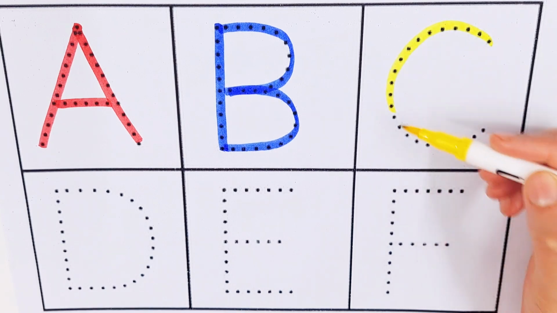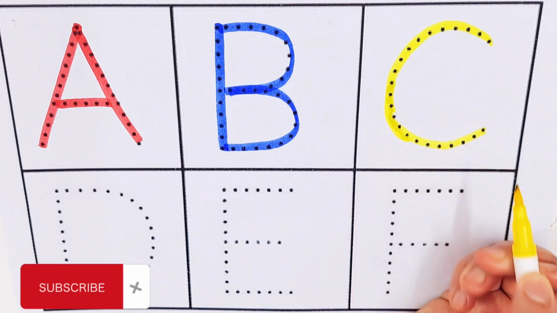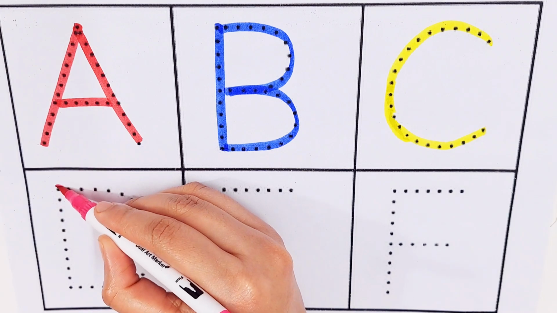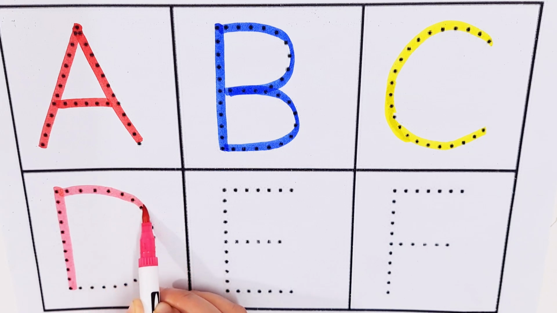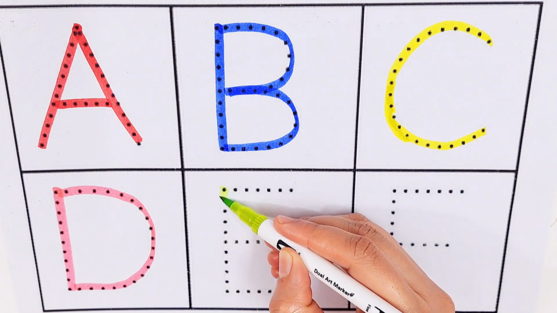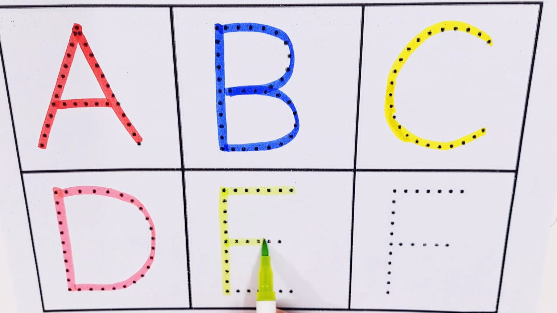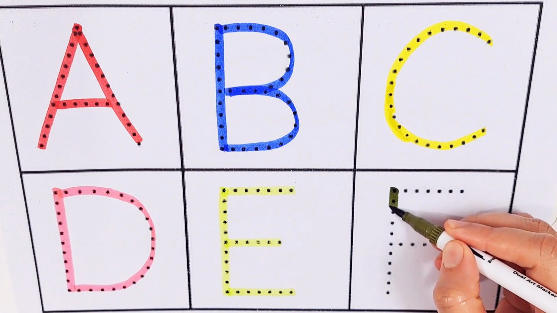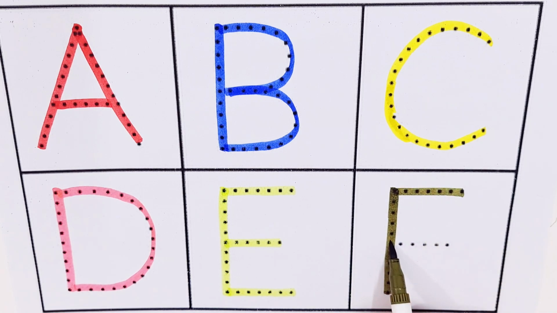C for candy. C for caramel. D for dress. D for door. E for elephant. E for eggplant. F for fish. F for fox.